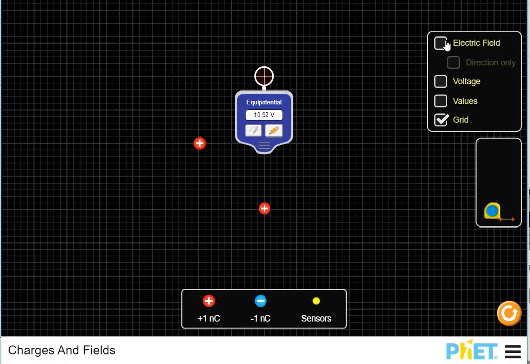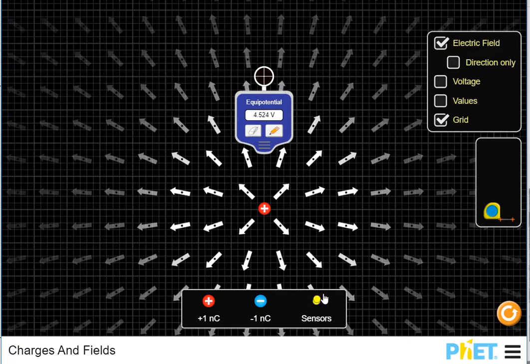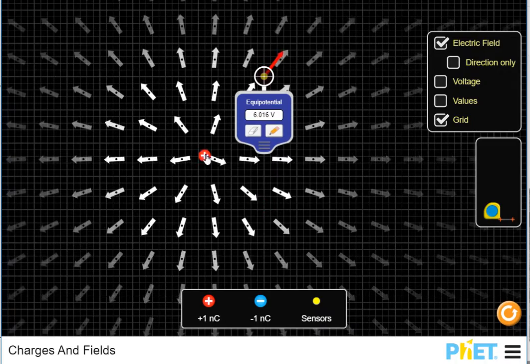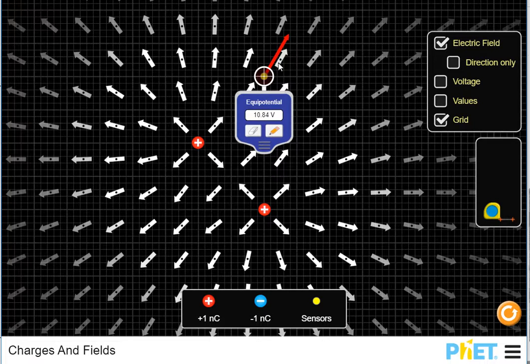Our vector fields are a lot harder. If I look at fields, if I take this one away and put a sensor there instead, you can see there's our field vector up and to the left. If I move this one there, my field vectors are just straight up. If I put it here, my field vectors are up and to the right. If I now place a second one right here, you see the resultant is the combination of the two vectors.